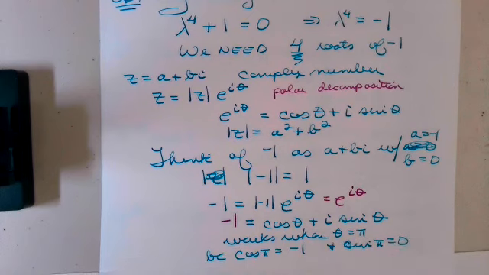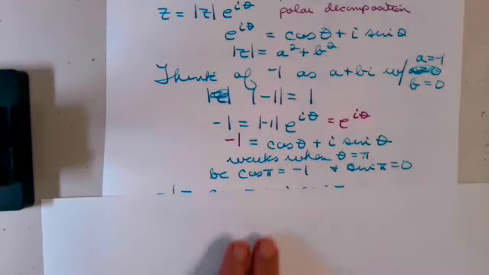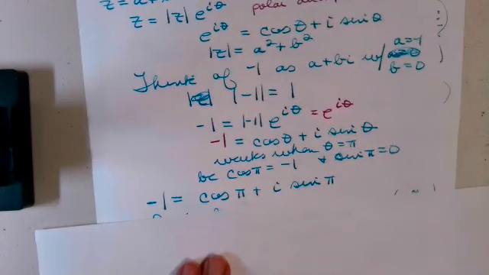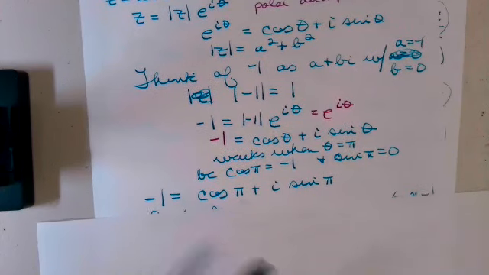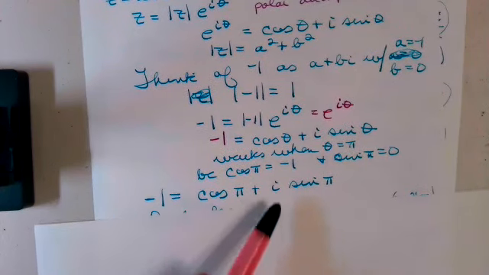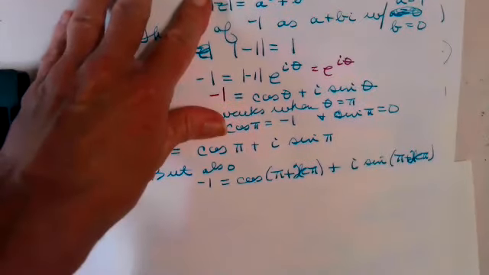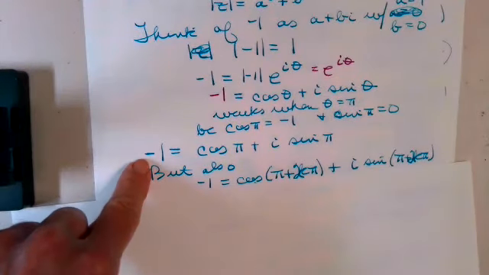Okay, so because of that, we can write minus 1 in a fancy way as cosine pi plus i sine pi. Now you may be thinking, why in the world do you want to write a number as nice as minus 1 as cosine pi plus i sine pi? But hang on, you'll see we have to find the 4th roots of this.